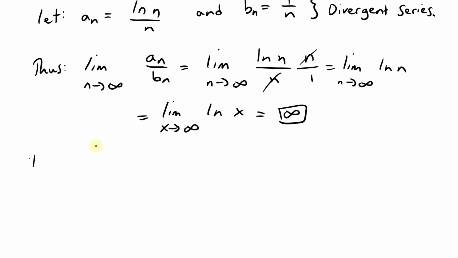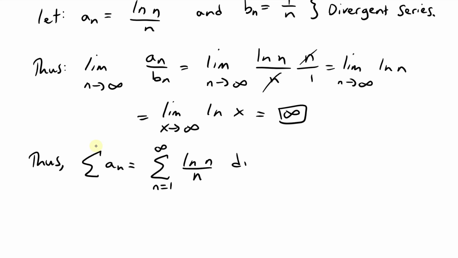So thus the summation of a n, which equals the summation from n equals 1 to infinity of ln n over n, and again this is the third time that I've proved that it diverges, diverges by part A, like that.